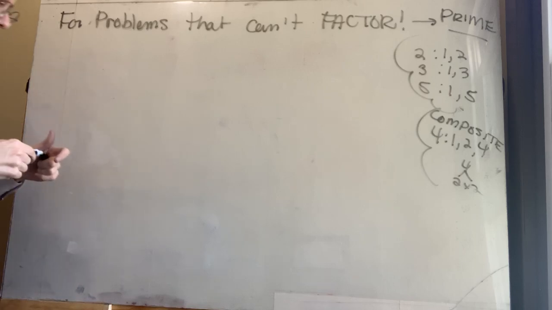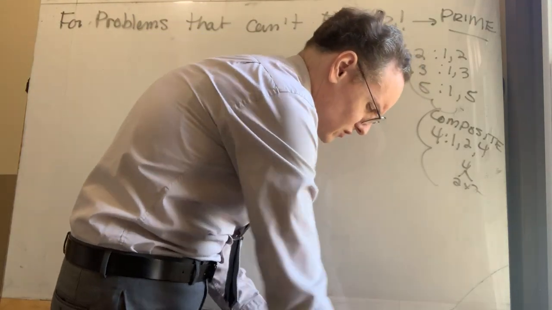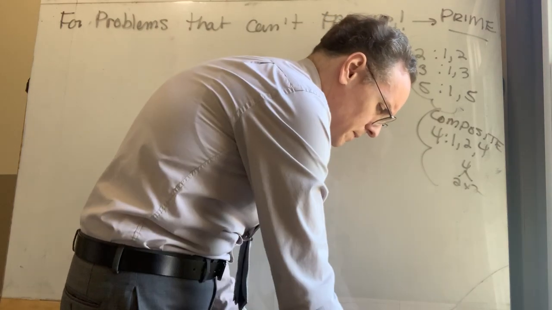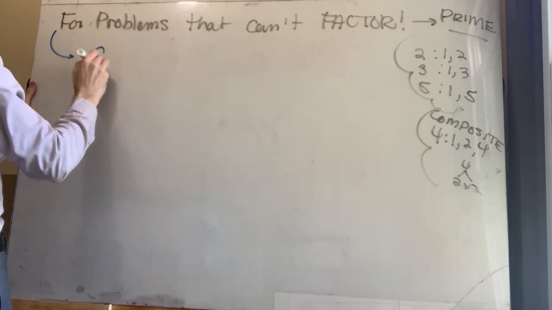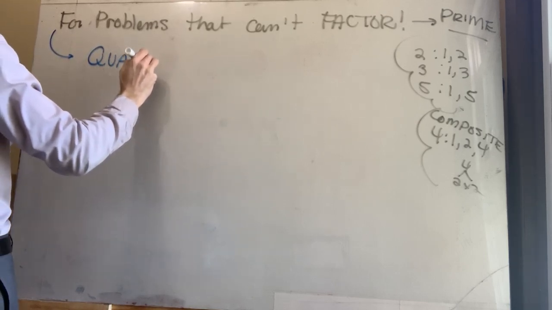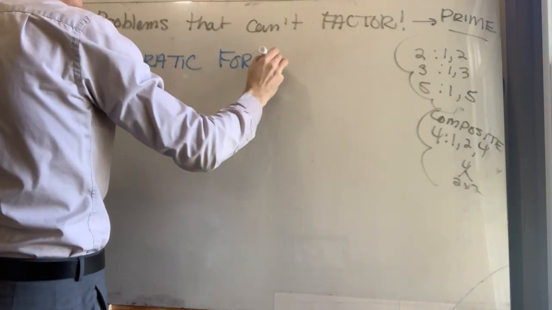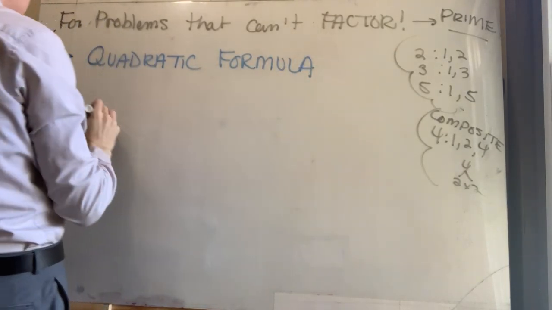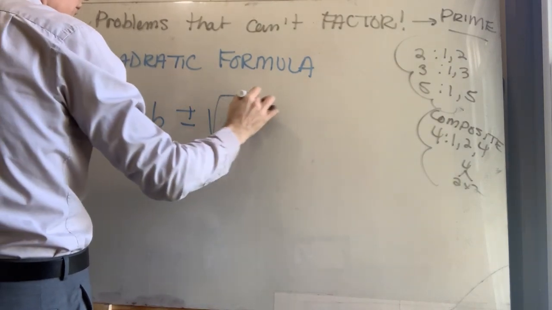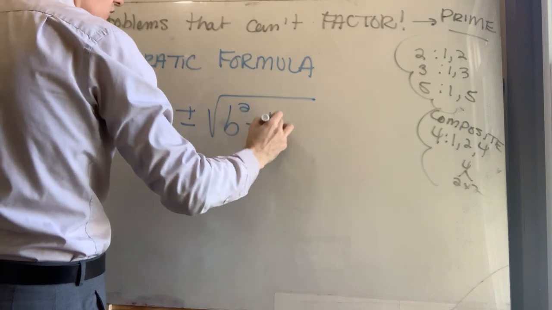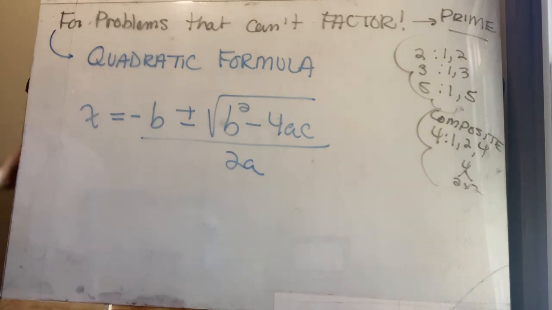Nonetheless, we can get the answer, an approximate at the very least. And that is this formula, the quadratic formula. x is equal to negative b plus or minus the square root of b squared minus 4ac, all sitting on top of 2a. Okay.